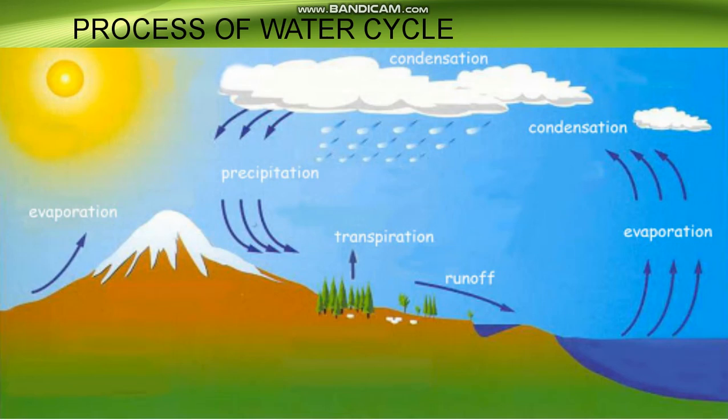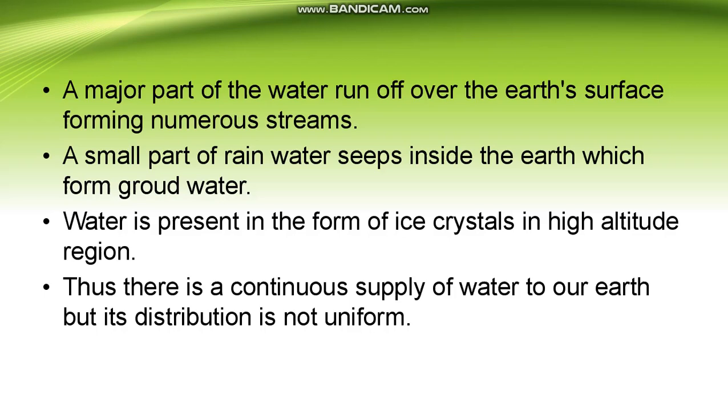Now, what happens to rainwater? A major part of water runs off over the Earth's surface, forming numerous streams. And a small part of rainwater seeps inside the Earth, which forms groundwater. Groundwater is very important for the growth of plants because they derive groundwater through their root system and return it to the atmosphere in the form of moisture through their leaves. And in high altitude regions, water is found in the form of ice crystals.